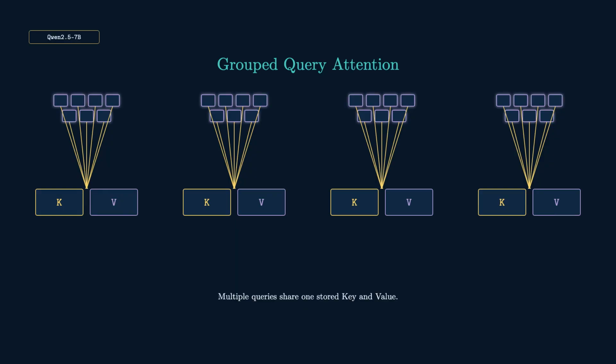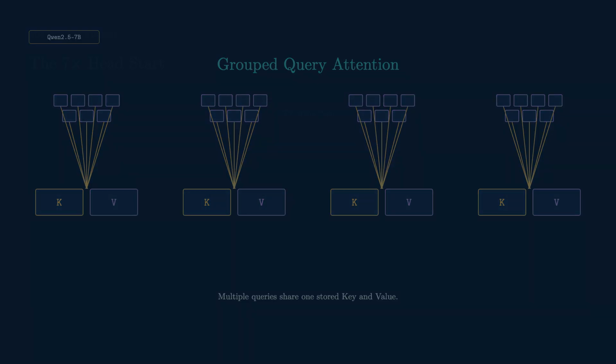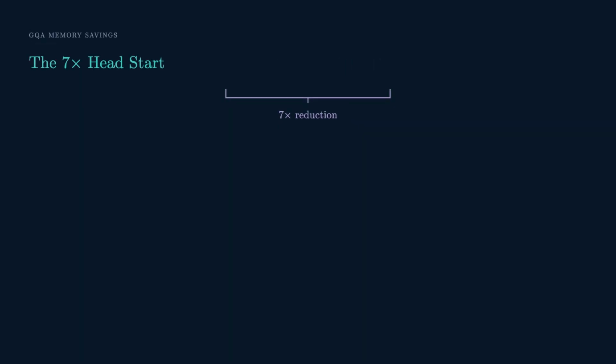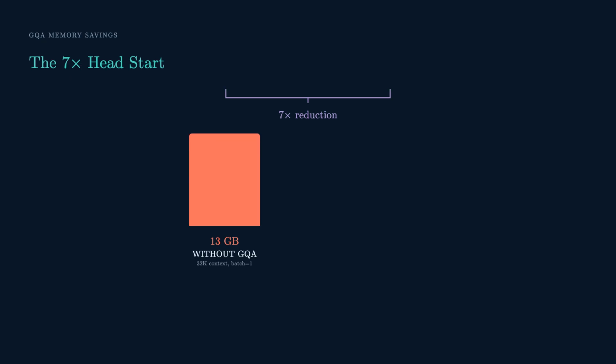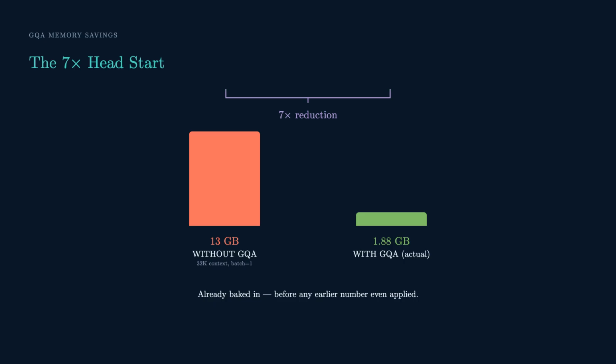You still get all 28 queries doing their thing at attention time. You store 7 times less to feed them. That's a 7 times reduction, and it happened before any number I've shown you even applied. Without it, that 32K cache at batch 1 would be 13 GB instead of 1.88. So those numbers already looked rough with the good architecture in place.